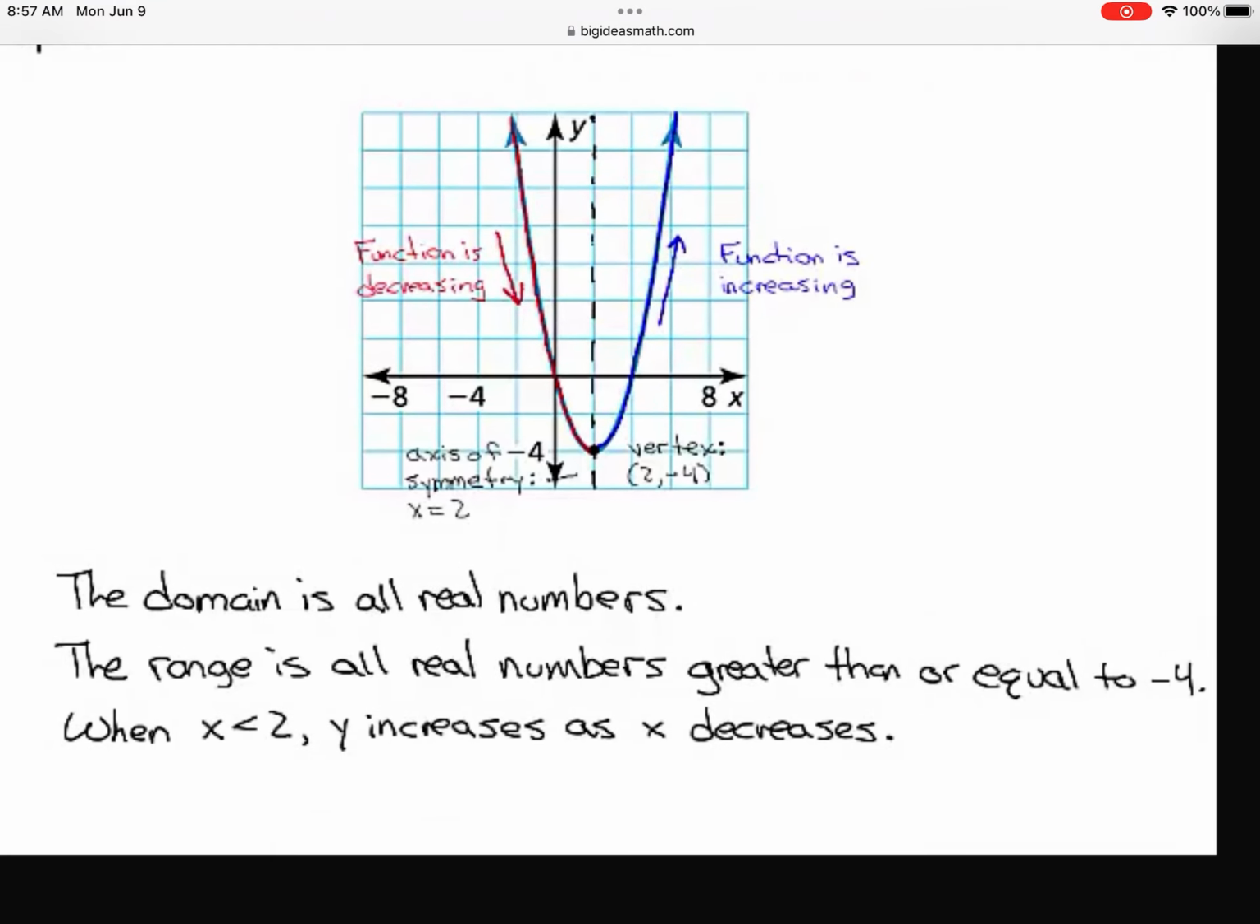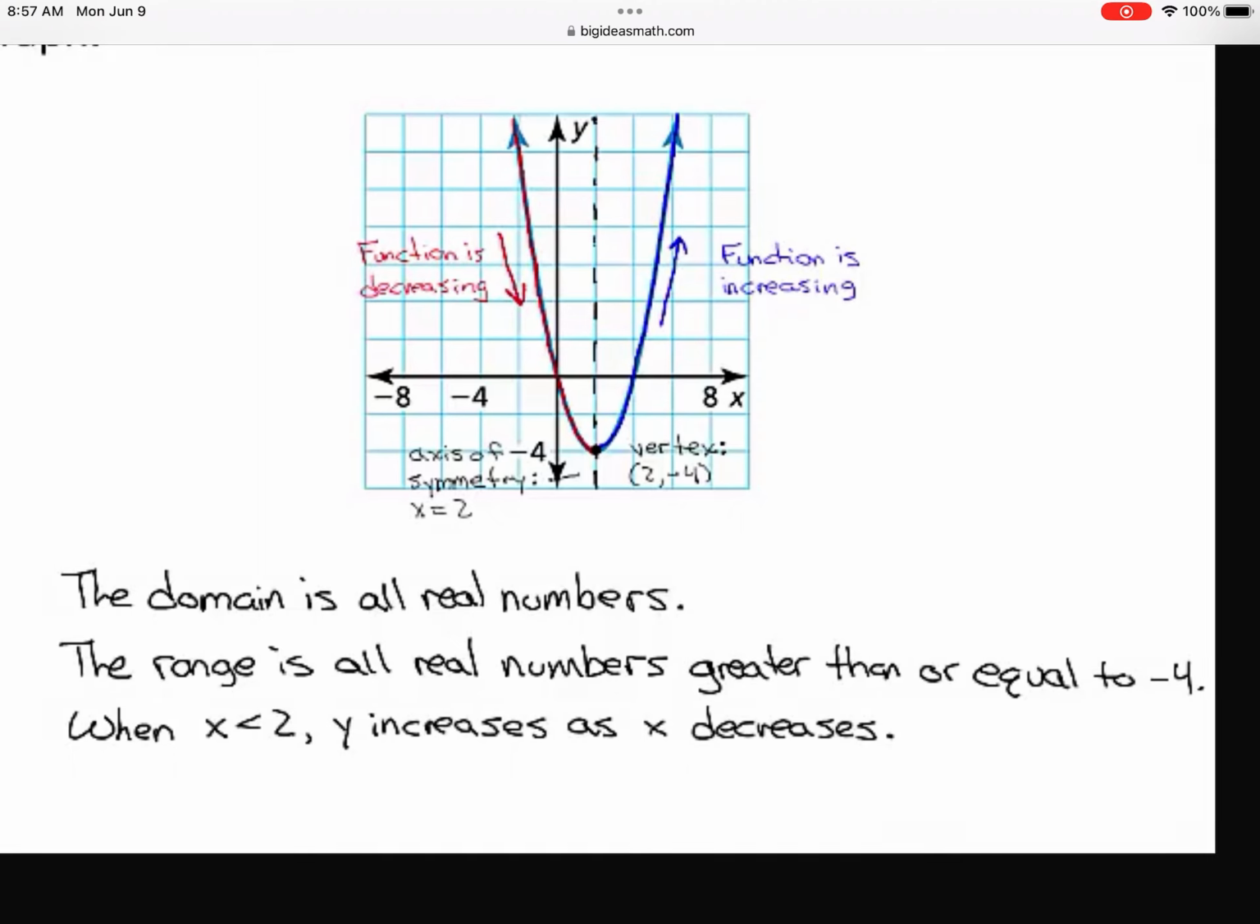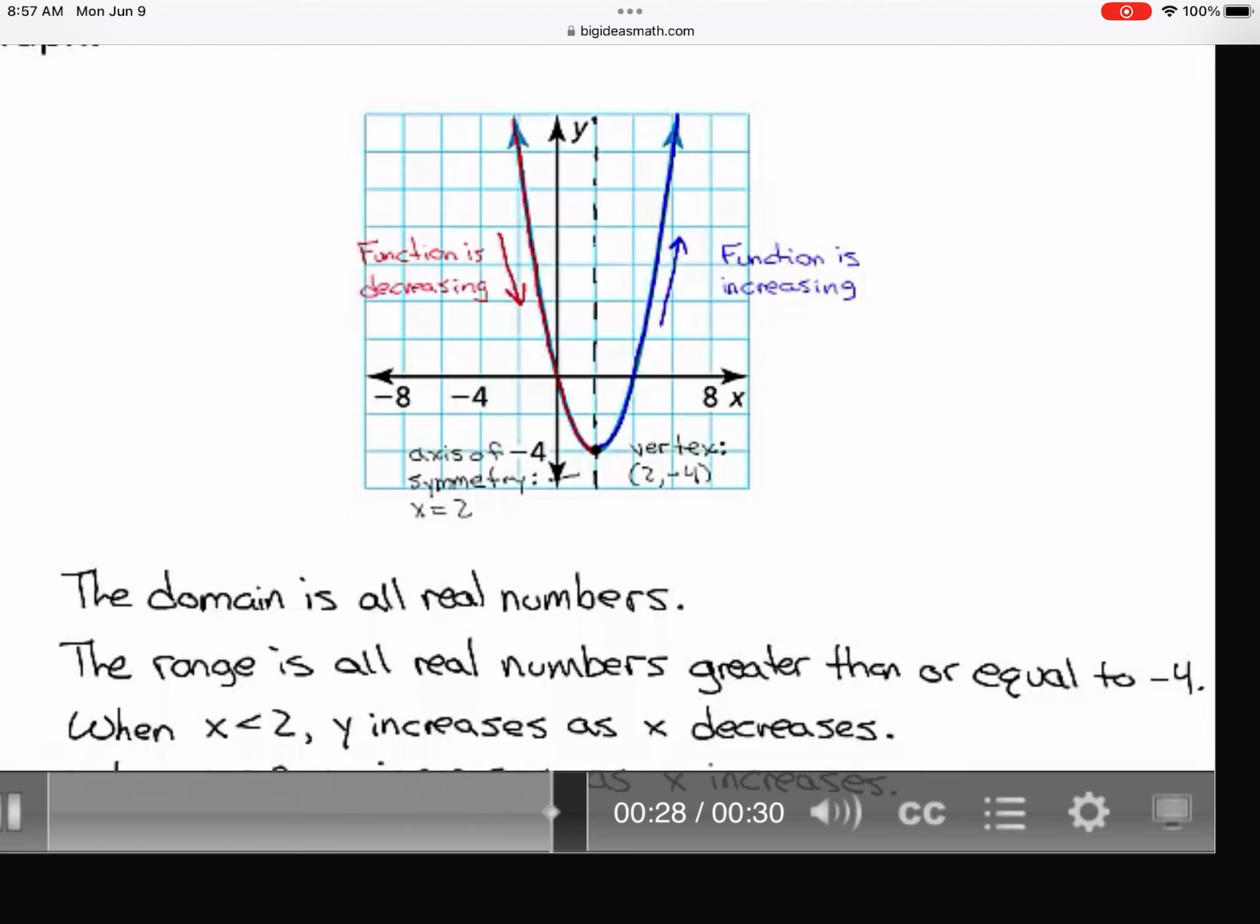The range is all real numbers greater than or equal to -4. When x is less than 2, y increases as x decreases, and when x is greater than 2, y increases as x increases.